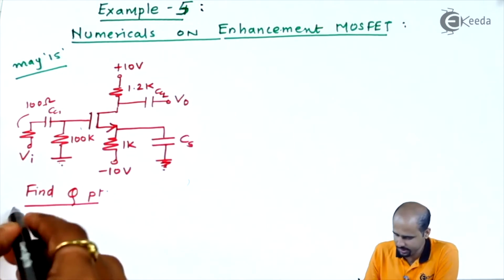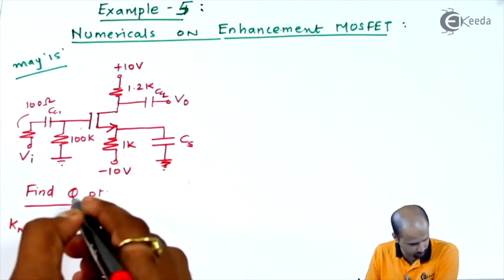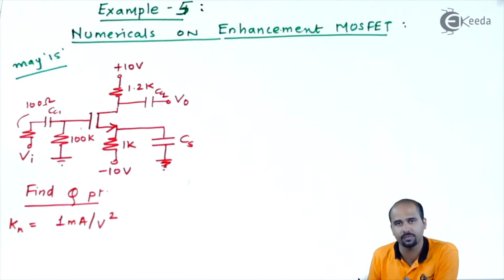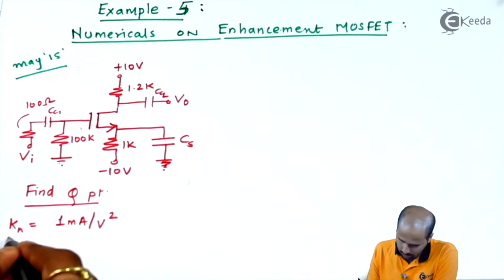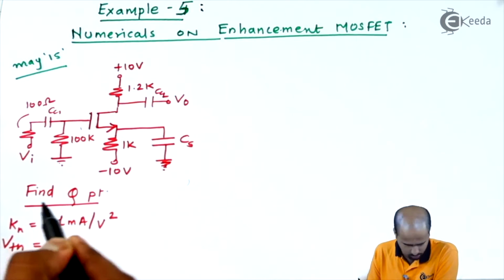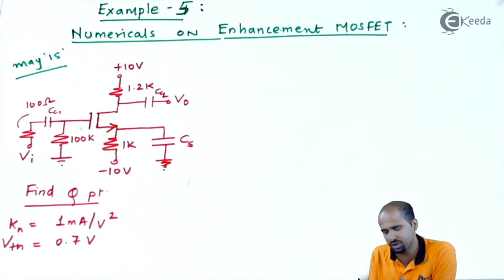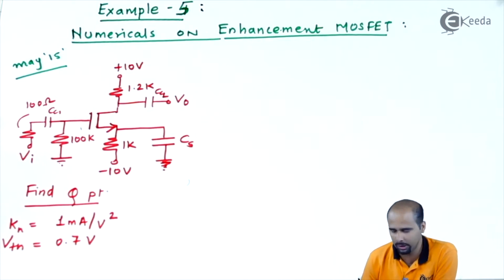Given is Kn, which is 1 milliampere per volt square, that is the process transconductance, and Vth, which is given as 0.7 volt. So even if the direction on the symbol is not given, we can easily identify by the value of Vth that this is an N channel enhancement type of MOSFET. In N channel enhancement type of MOSFET, your Vth is always positive, without which I will not get the value of the current in my MOSFET.